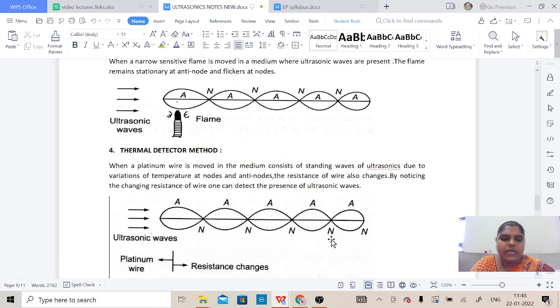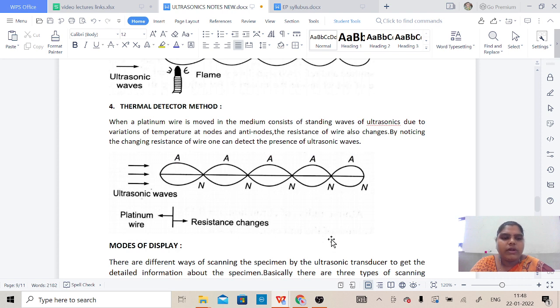And next, the thermal detector method. Okay, so when a platinum wire is moved in a medium consisting of standing waves of ultrasonics, due to the variation of temperature at nodes and antinodes, the resistance of the wire also changes. By noticing the changing resistance of the wire, one can detect the presence of ultrasonic waves. According to the resistance of the wire, we can find out the node and antinode positions of the ultrasonic waves.